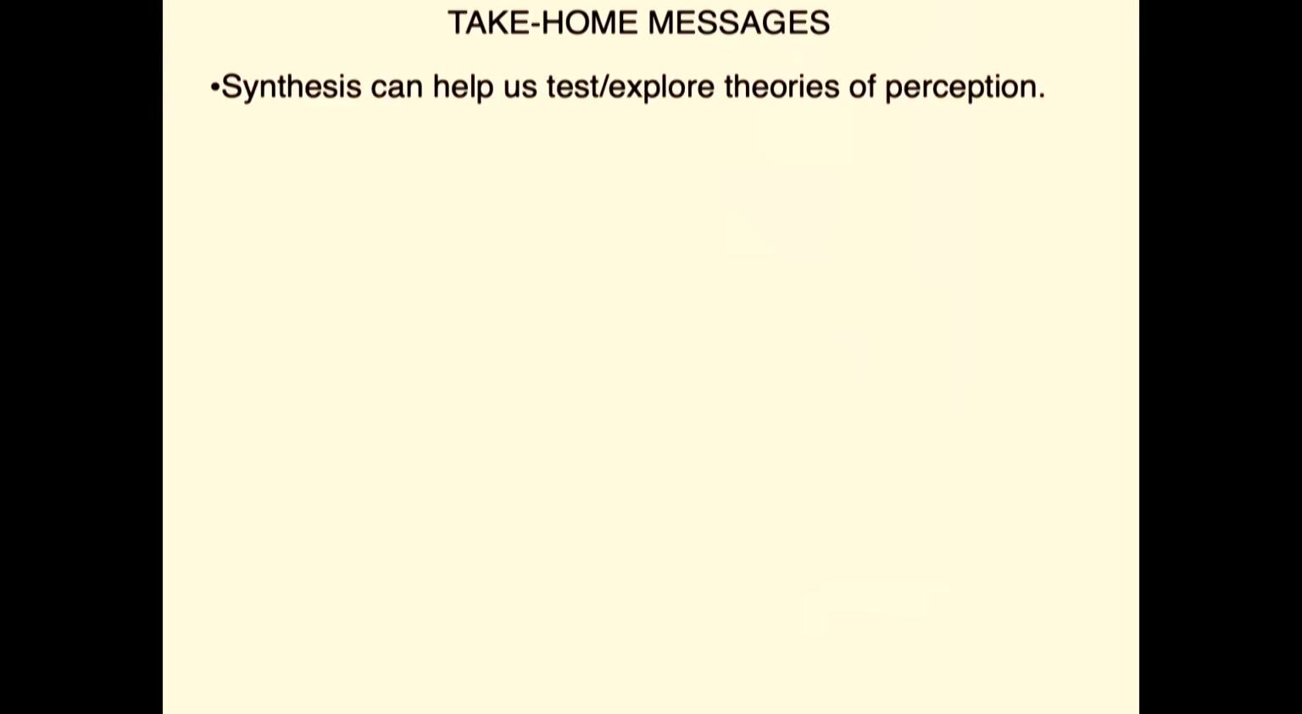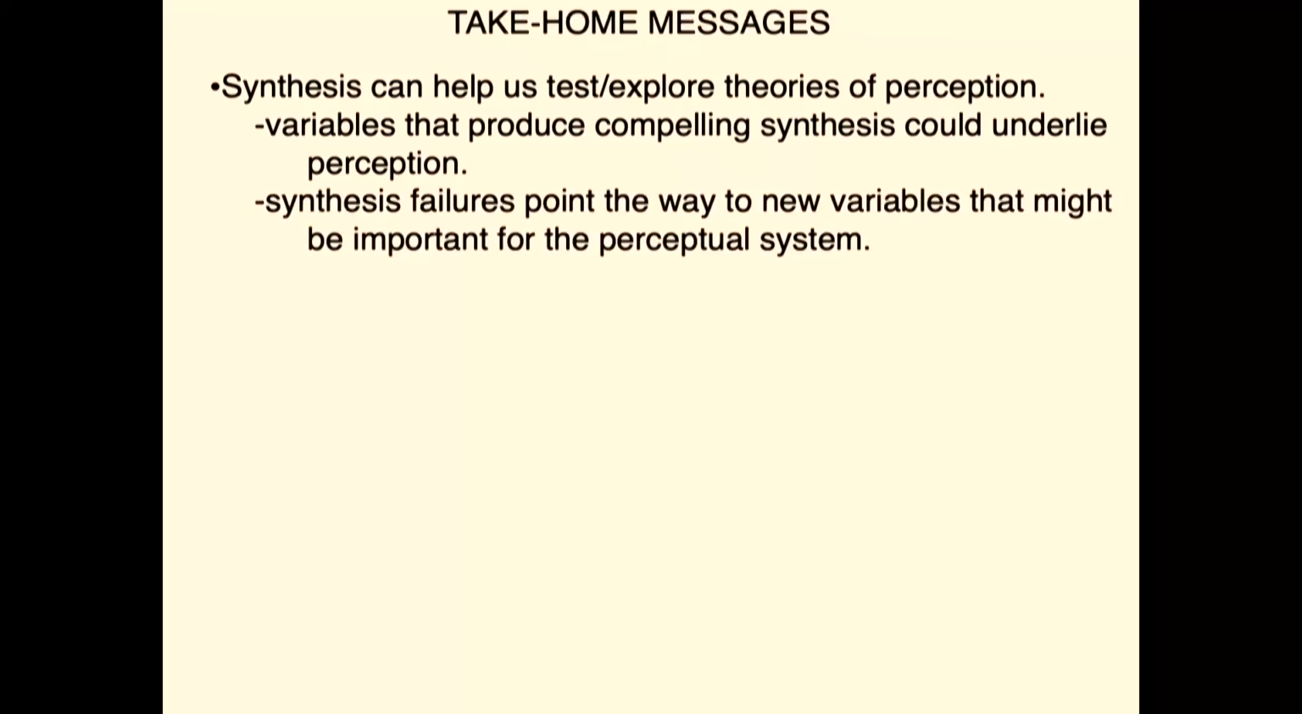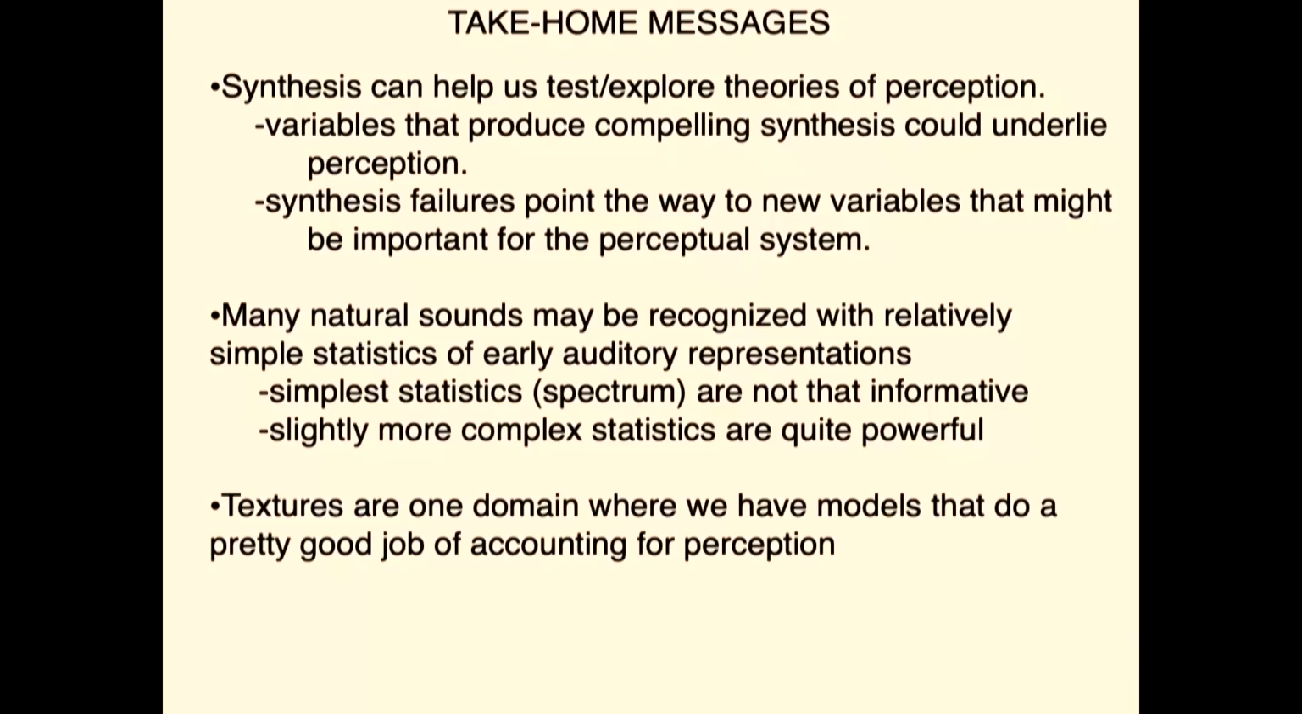Okay, so take-home messages. We talked about the idea that synthesis can help us test and explore theories of perception. We saw that applied to texture in both vision and audition. Variables that produce compelling synthesis are things that could plausibly underlie perception. The synthesis failures are really interesting because they point the way to new variables that might be important for the perceptual system. We saw evidence that many natural sounds may be recognized with relatively simple statistics of early auditory representations. So the very simplest statistics, capturing things like the spectrum, are not that informative. But if you go a little bit more complex, you get representations that are pretty powerful.